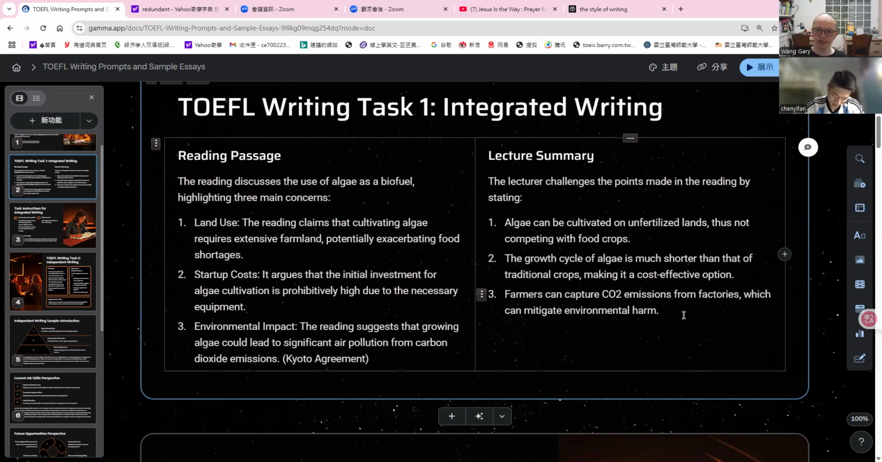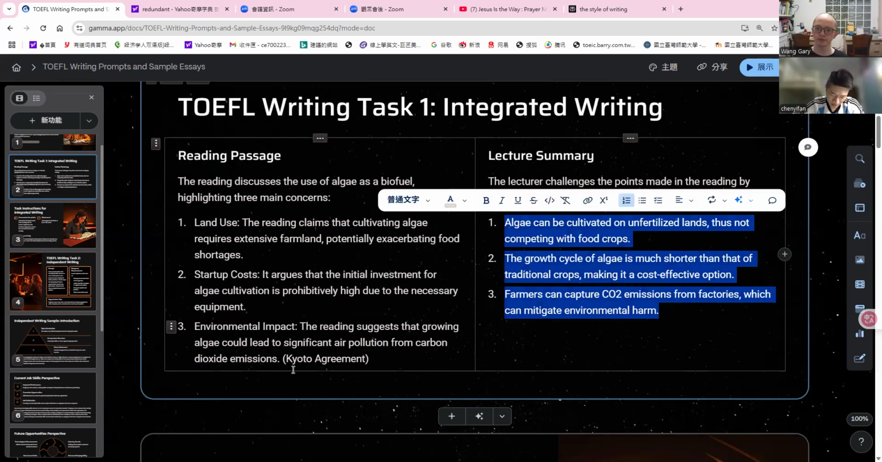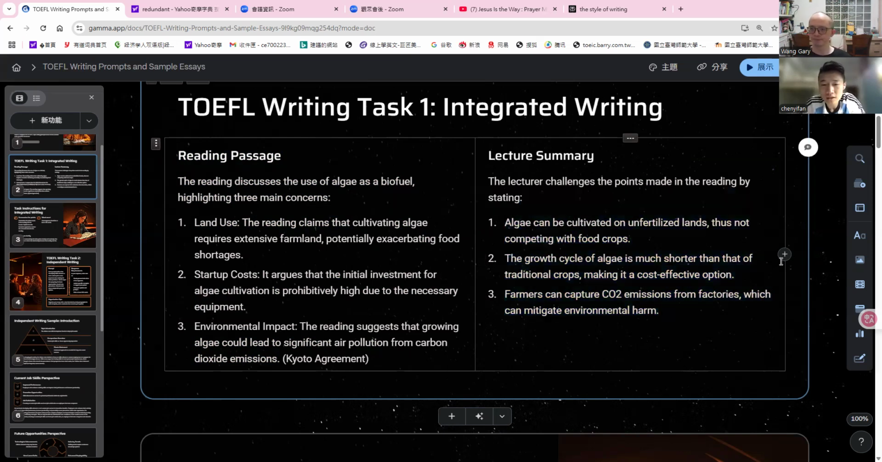And the lecture summary. Could you read 1, 2, 3 as well? Algae can be cultivated on unfertilized lands, thus not competing with food crops. Number two, the growth cycle of algae is much shorter than that of traditional crops, making it a cost-effective option. The farmer can capture CO2 emissions from factories, which can mitigate environmental harms.